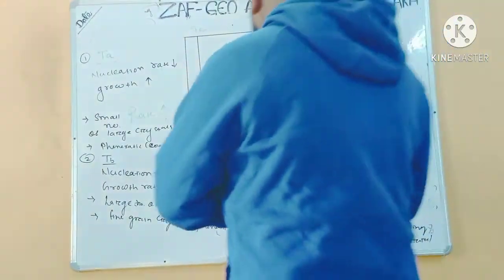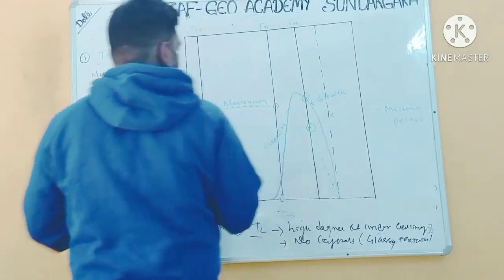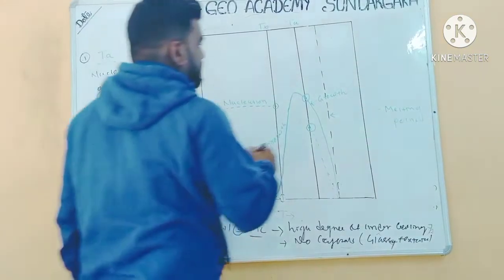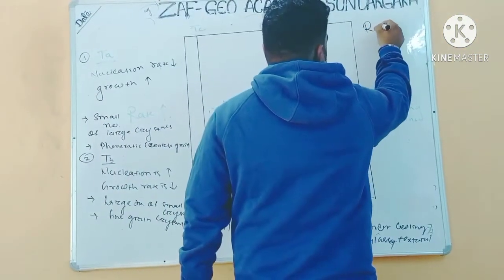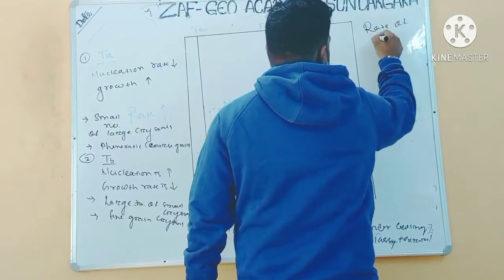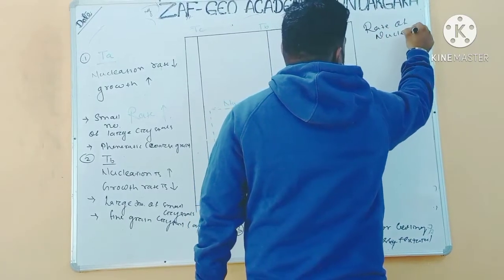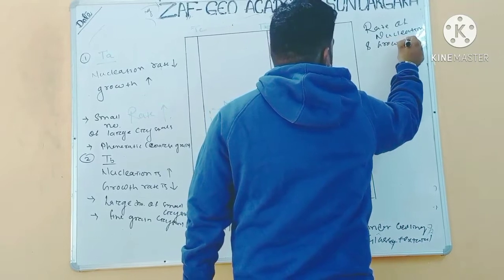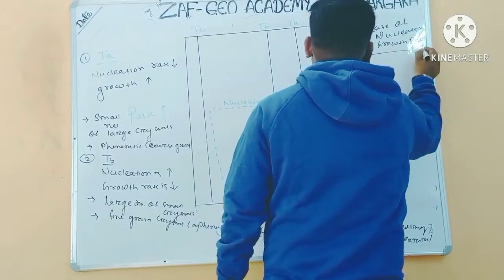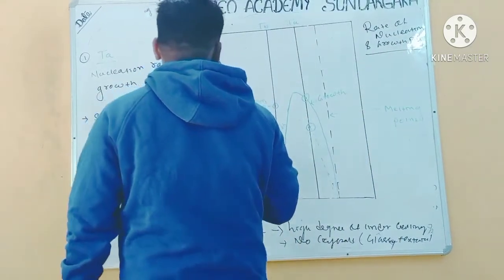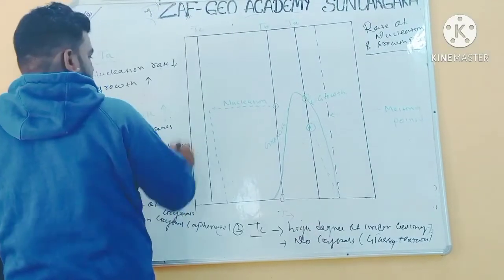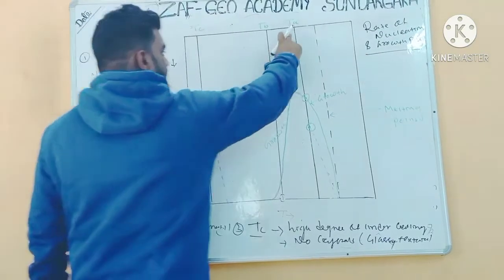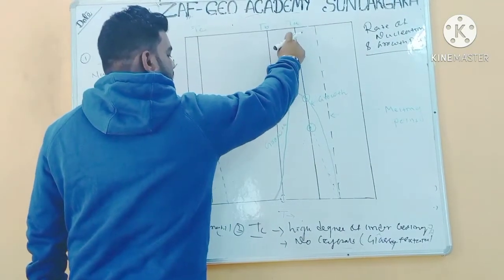Now look at the illustration. This is the rate of nucleation and growth rate. The diagram is for the rate of nucleation and the growth rate. Now I have taken three temperatures, TA, TB and TC. This is the temperature and this is the rate. So look at the temperature TA.